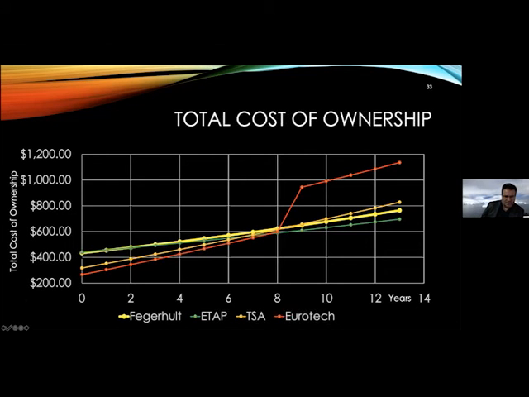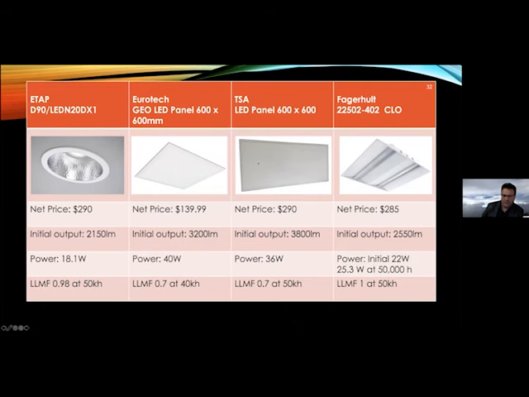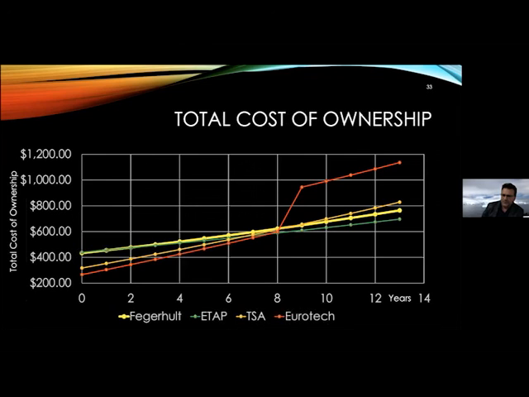Here is again a very similar plot showing products and accumulated costs. We've got a Eurotech. Unfortunately, this is the type which has to be replaced because at 40,000 kilo-hours, it's pretty much entering into the very low output zone. So you need to install a brand new luminaire, and your costs are going to be increasing dramatically.